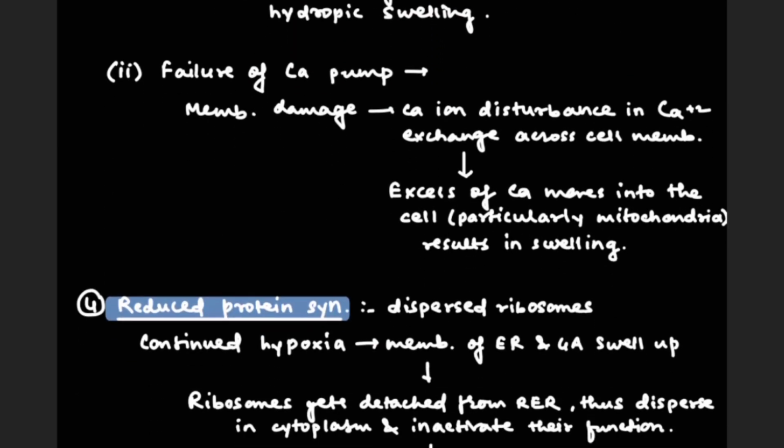And in the case of failure of calcium pump, this will occur. There is disturbance in the calcium exchange across the cell membrane, and excess of calcium moves into the cell, which will lead to swelling. So it's all about two types of pump, that is of sodium potassium and calcium.